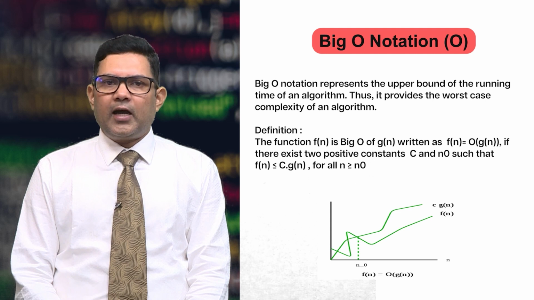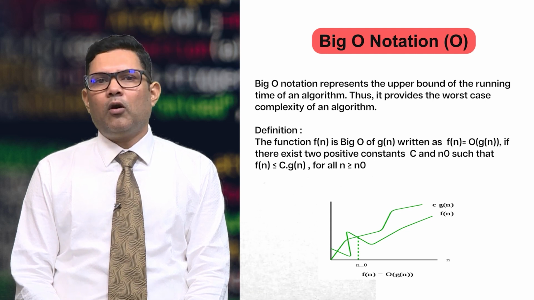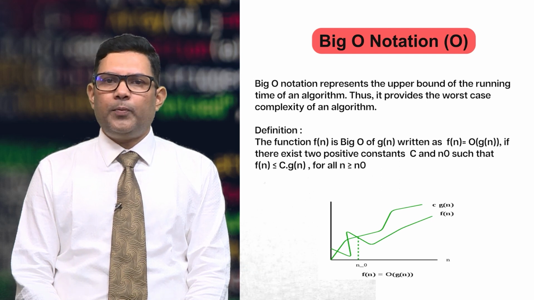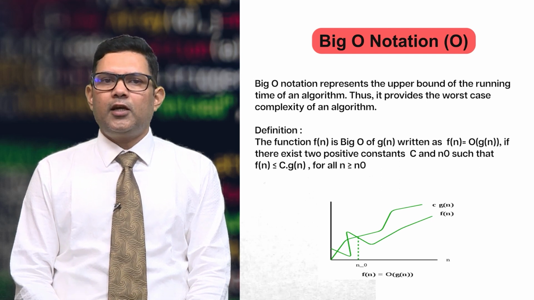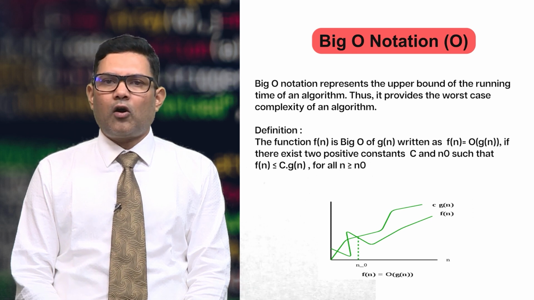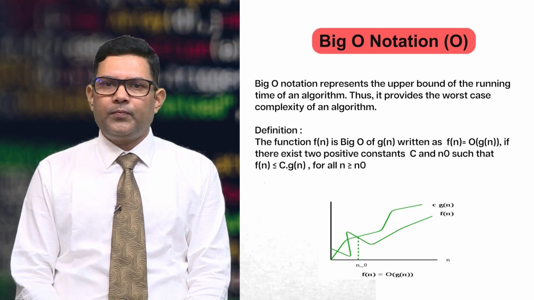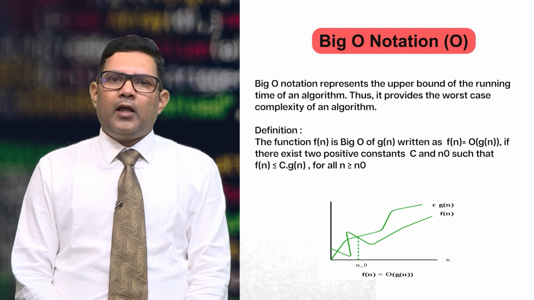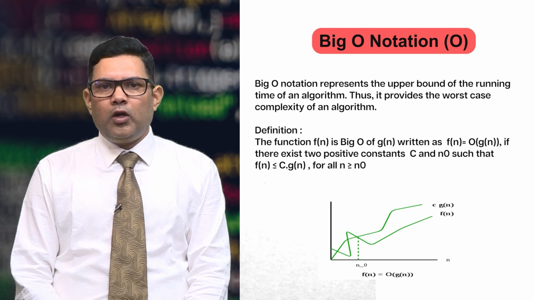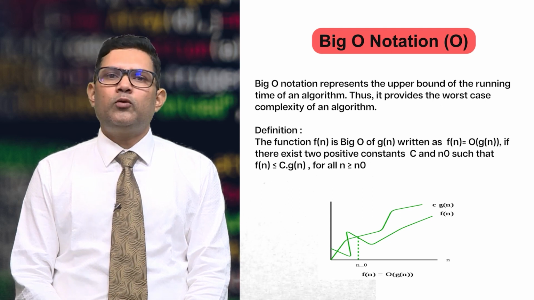So the definition is that the function f of n is big O of g of n, which should be written as f of n is equal to big O of g of n, if there exist two positive constants c and n naught such that f of n is less than or equal to c into g of n for all n greater than or equal to n naught. That means there are two different functions, one is f of n and the second one is g of n. So f of n is equal to big O of g of n whenever the value of f of n will be less than or equal to c into g of n.